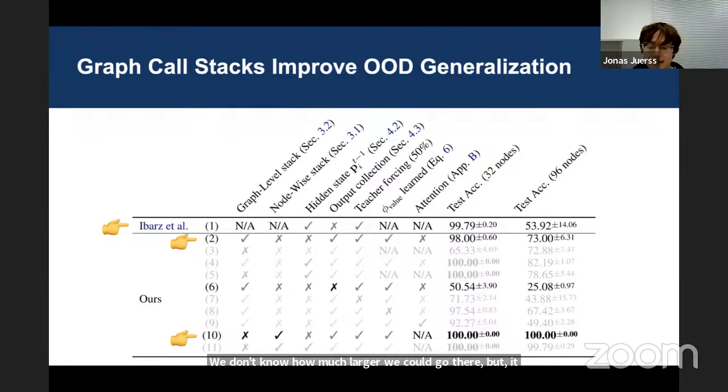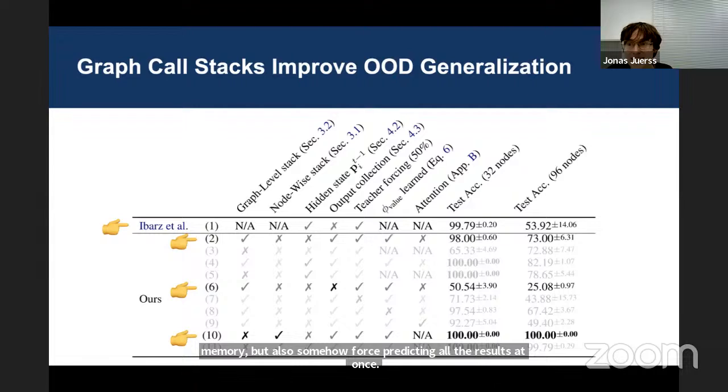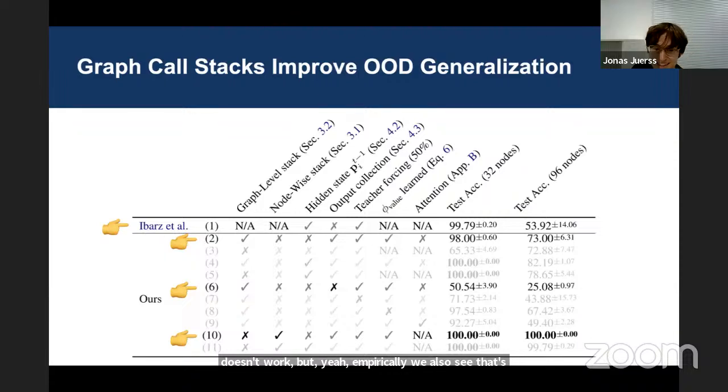And then one more thing I want to mention is that obviously what I just told you, if we don't have this output collection stack step, so if we just limit ourselves to having stack memory, but also somehow force predicting all the results at once, that doesn't work. And I hope I just explained why that doesn't work. But empirically, we also see that 50%, 25% accuracy.